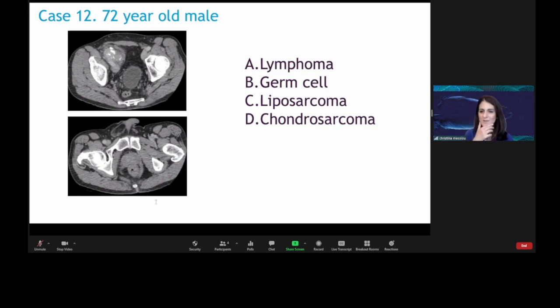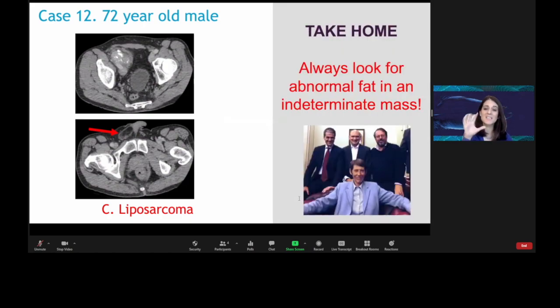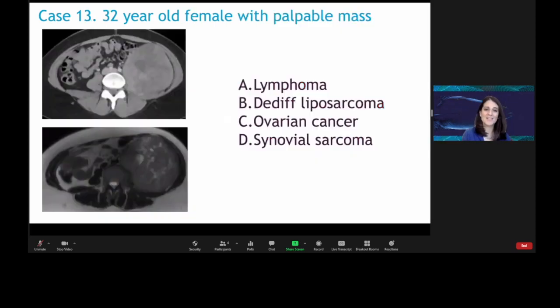All D so far, I think. So let's see. Nobody thinks it's lymphoma. A few people think it might be germ cell. A few people think it might be liposarcoma. And most people have said chondrosarcoma. Now, I can absolutely understand why you said chondrosarcoma. But the thing to spot here was the abnormal fat. So this clinches the diagnosis of liposarcoma. And it also means that you have assessed the extent of disease for appropriate surgical resection. So that abnormal fat clinches it.